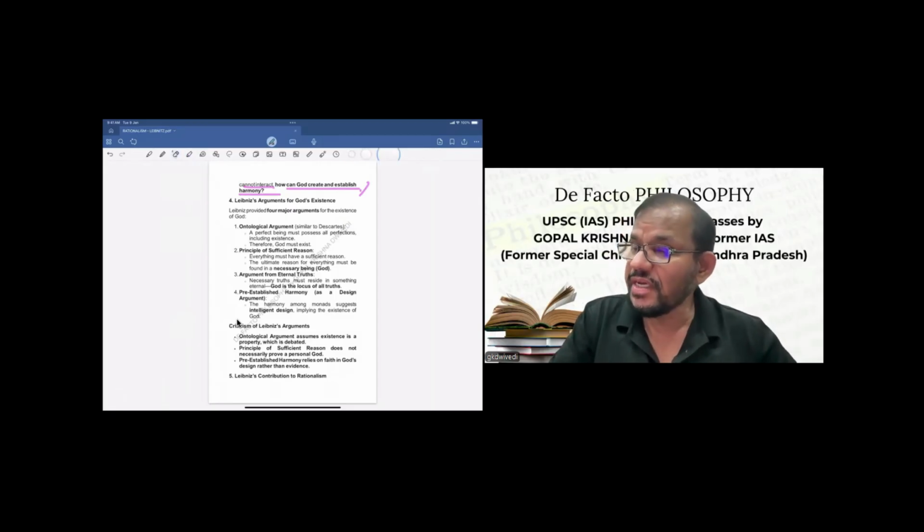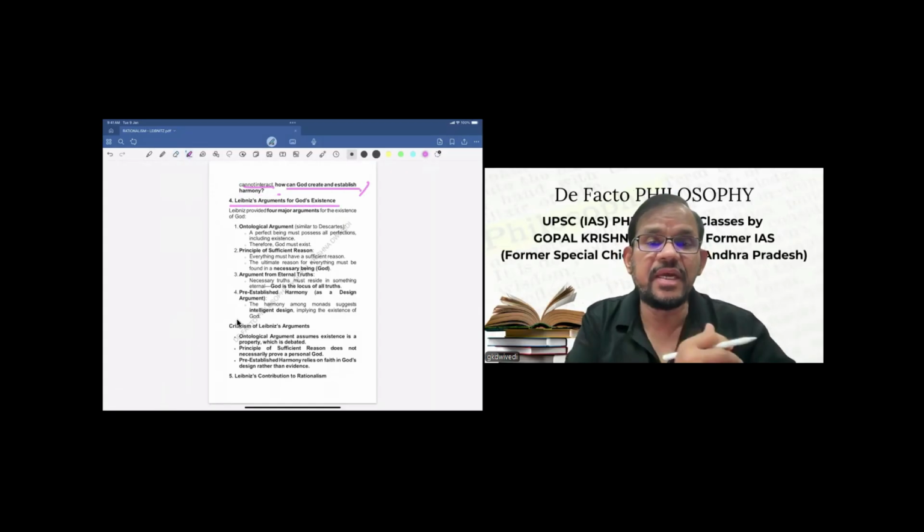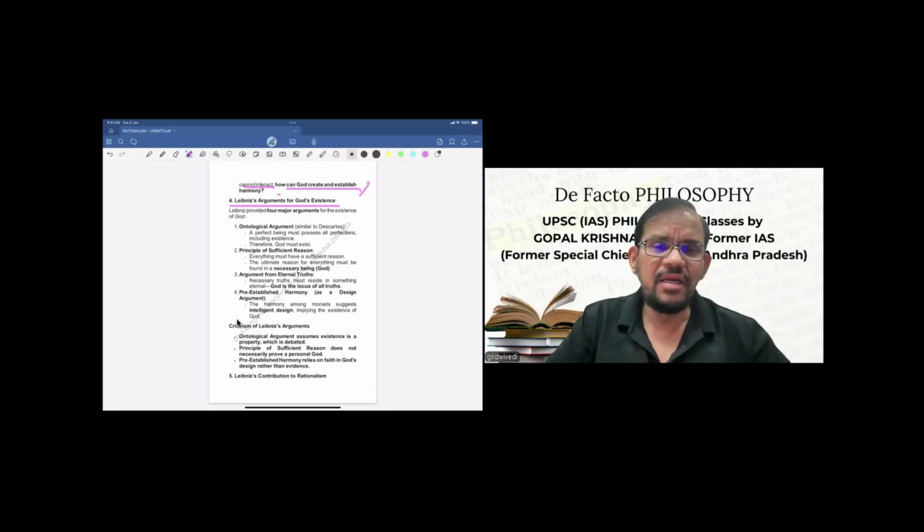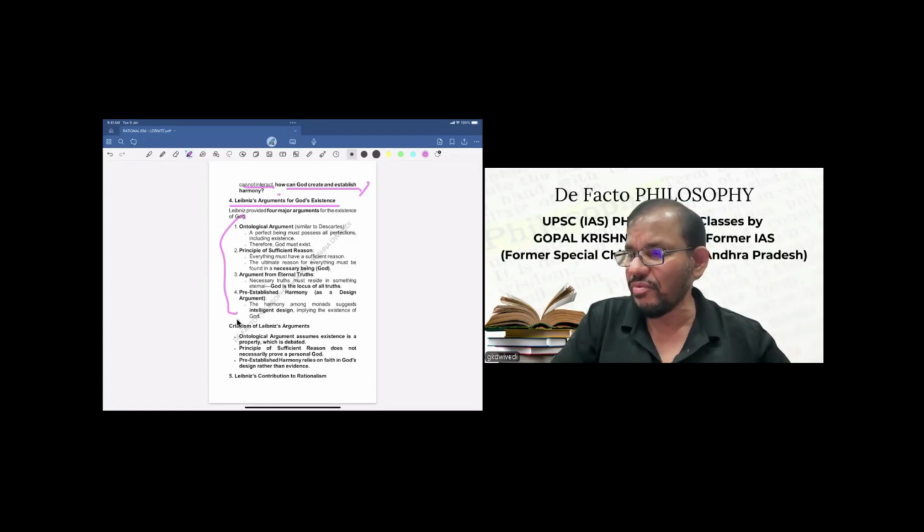So now next is, what are the Leibniz arguments for God's existence? He has given four major arguments: ontological, then principle of sufficient reason, then argument from eternal truths, and then pre-established harmony is also an argument, because unless God is there, who will establish pre-established harmony among the monads? There is a criticism also of these arguments. So you can go through, I'm not going in detail.